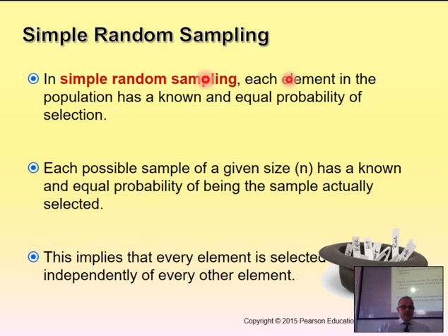Simple random is the first one. As we said, it is completely based on the dice, and every element of the population has a known, equal probability of selection. So in a simple random sample, everyone in the population, like all moms, or all the college students, has the same chance of being selected.